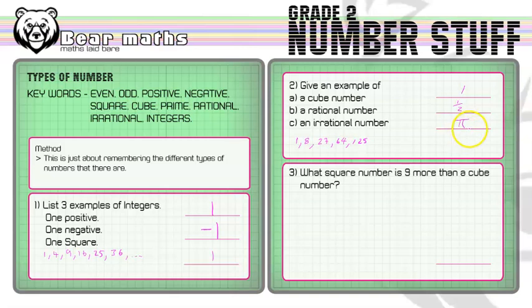Yes, anything that just has a decimal that continues to recur forever and ever. That's what an irrational number is.